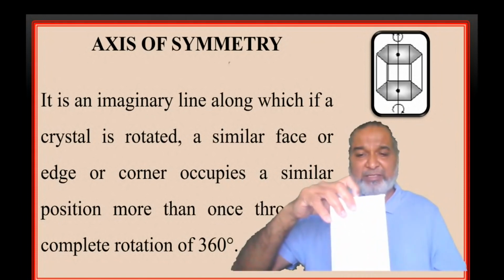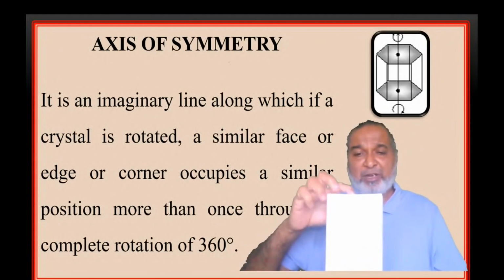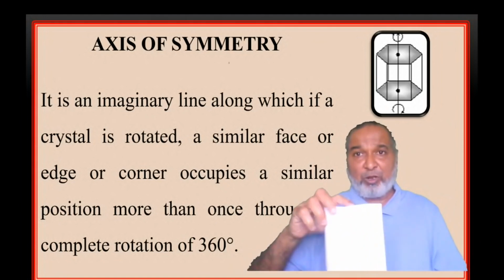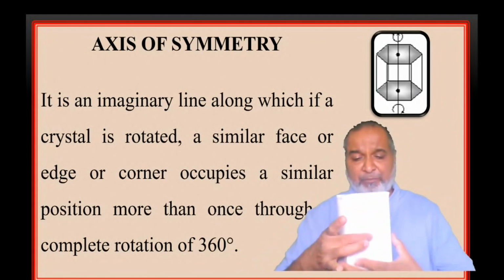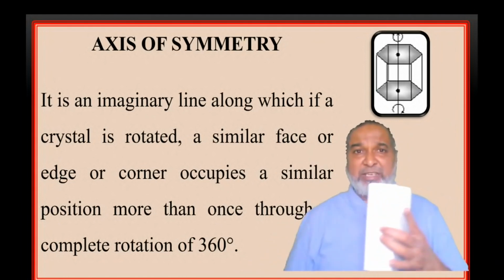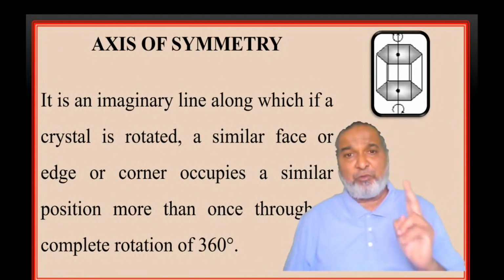Similar one along the C axis. This particular larger phase, 90 degree no, 180, 270 no, 360 second time. Along this C axis, the same face occupied the same position twice. So one of two-fold, one of two-fold, and along the C axis, one of two-fold. So we got three axes of two-fold symmetry.